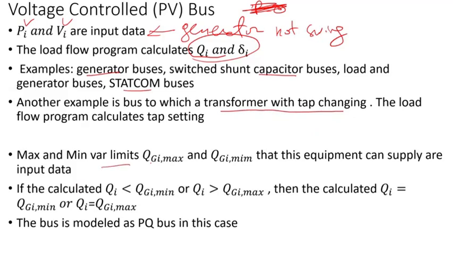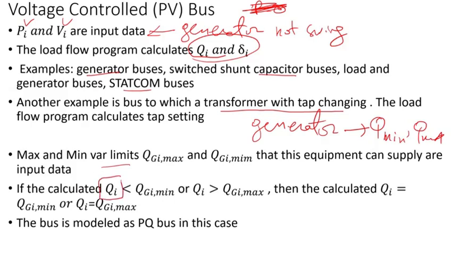The max and min VAR limits that the equipment can supply are input data, because you have to input those, and you want the program, as it calculates Q, not to exceed the min and max. If you have a generator that's a PV bus, it will have a Q min that you cannot go below, and a Q max. As the load flow calculates Q at that bus, it will check: is this Q smaller than Q min? If the answer is no, that's good. It will also check: is that Q greater than Q max? If the answer is no, that means it's within limits, then we're good.